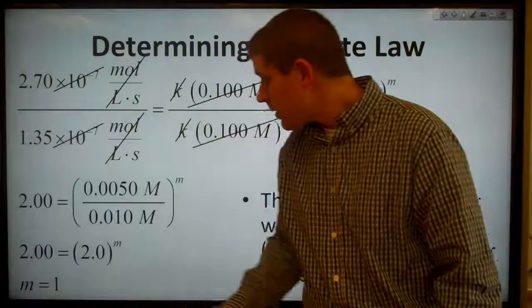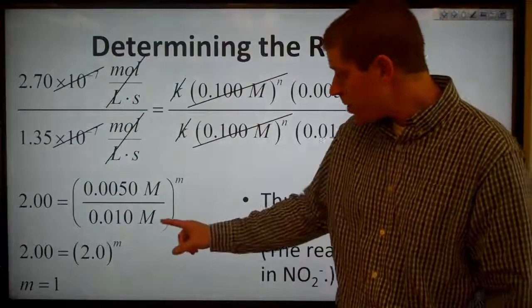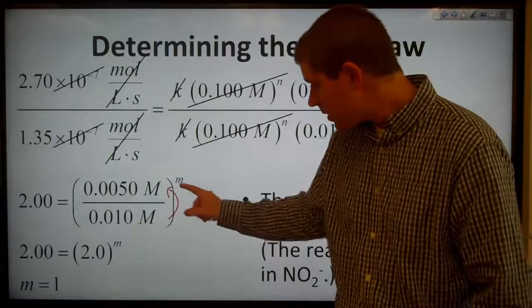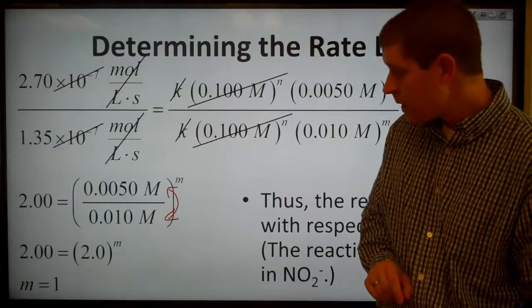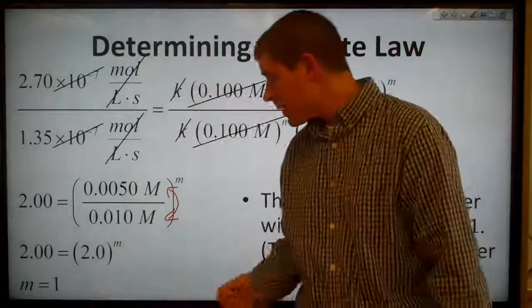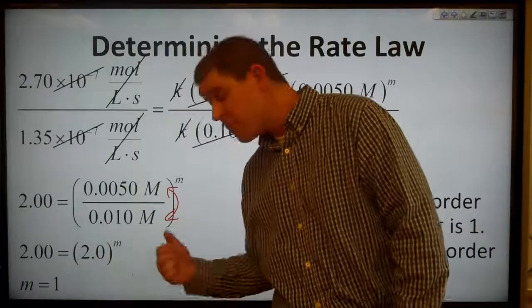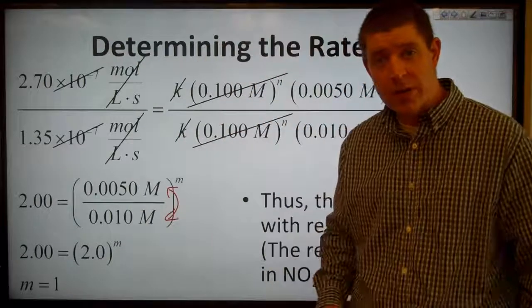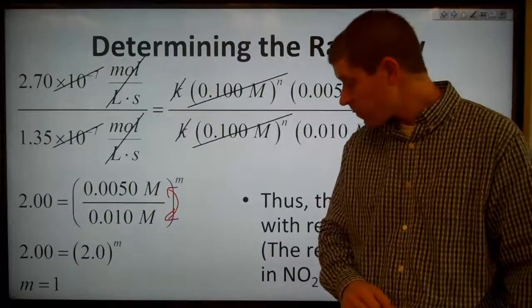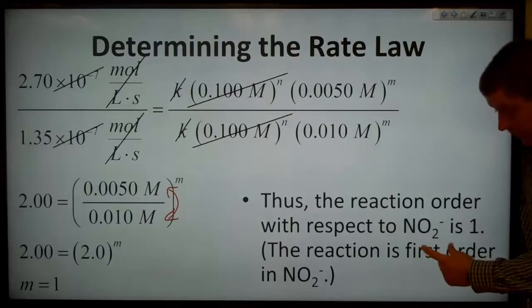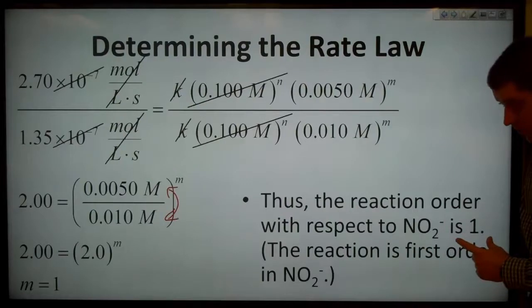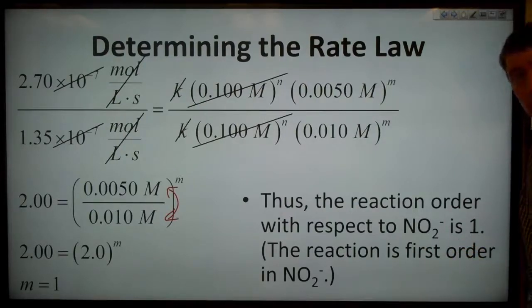And we're left with 2 is equal to 2. Again, this should be flipped. So we have 2.00 is equal to 2.0 to the mth power. Well, the only way that that can be true is if m is equal to 1. So this means that now our reaction order with respect to NO2 minus, the nitrite, is 1. So we say the reaction is first order with respect to nitrite.